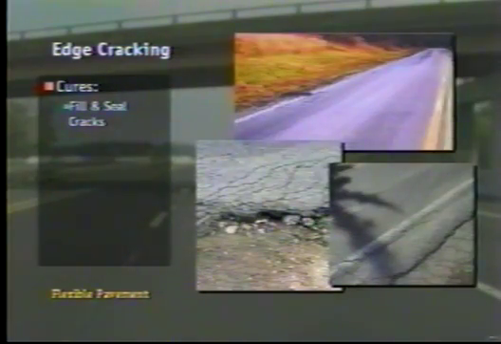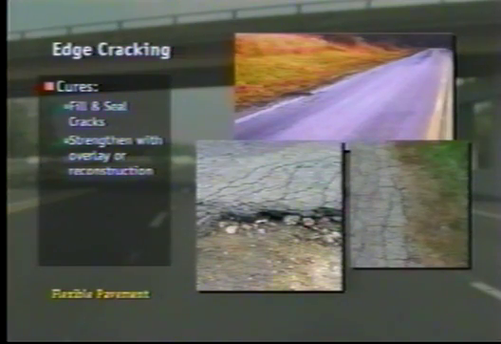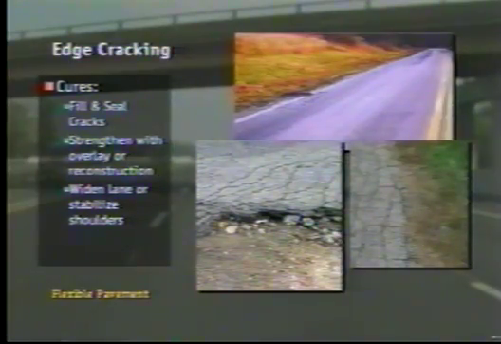To slow down edge cracking, you'll need to fill and seal the cracks. Multiple cracks may indicate a need for strengthening with an overlay or reconstruction. Widening of the lane to keep the load away from the edge or providing stable shoulders may be necessary. Let's move into some other ailments that are unique to asphalt pavements.